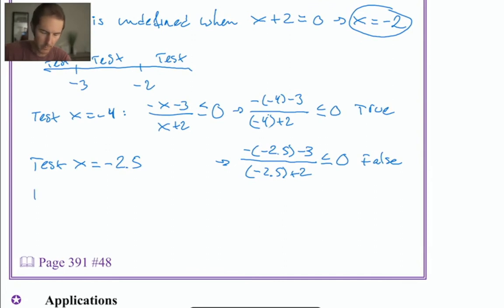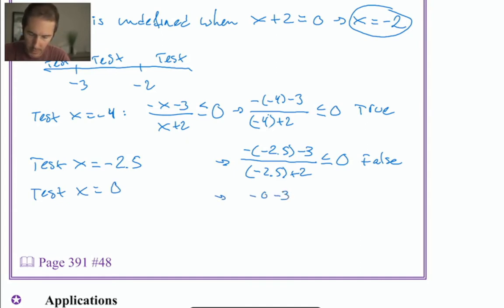And finally, what x value should we test that's greater than negative 2? I don't know. Let's pick something convenient. I don't know if there's anything better than anything else. How about 0? That's pretty convenient.